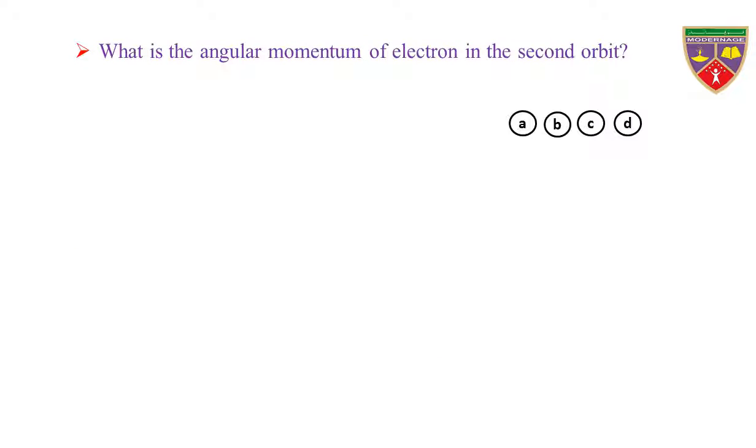What is the angular momentum of electron in the second orbit? Option A, h divided by 2 pi. Option B, h divided by pi. Option C, 2 pi divided by h. Option D, pi divided by 2h. The key is h divided by pi. Therefore, the correct option is B.